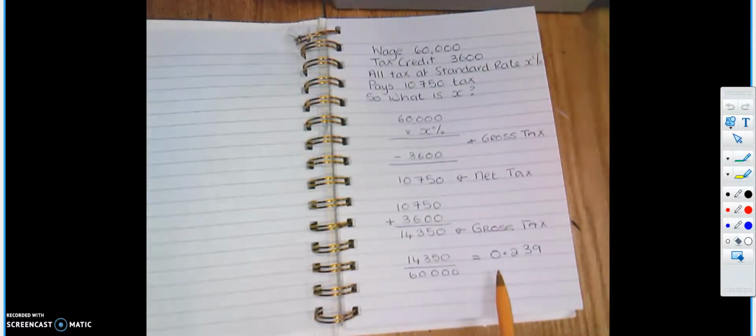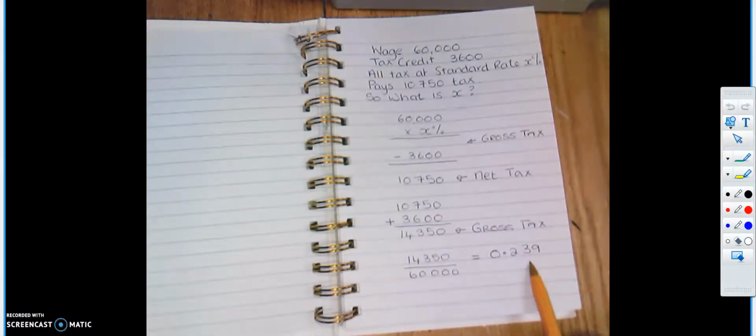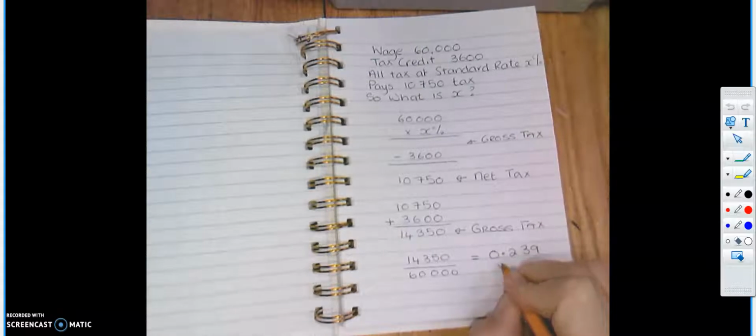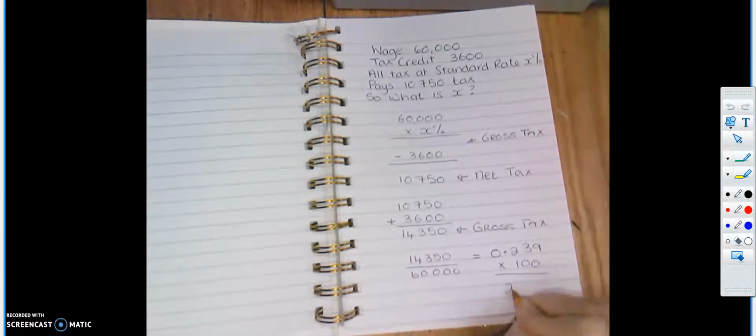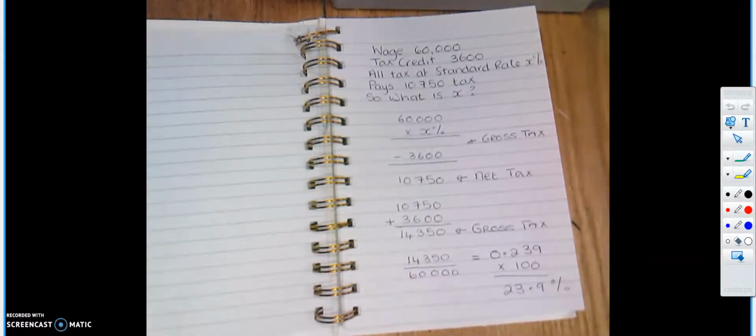Right? So that means 14,350 is 0.239 of 60,000. I need this as a percentage. So normally to get it as a decimal from a percentage, I divide. So I'm going to do the opposite. So this time I'm going to multiply by 100 and I get 23.9%. So the standard rate of tax for this person was 23.9%. Okay, so in this sum, we're doing everything in reverse.